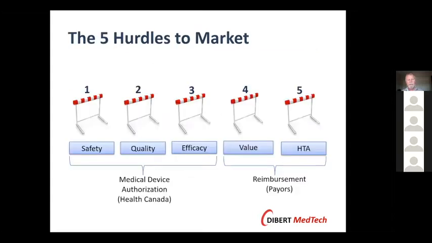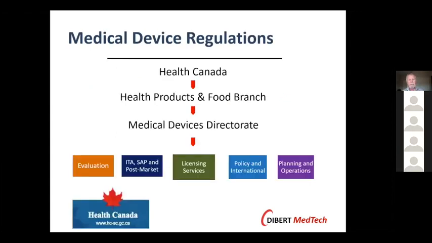All right. Now we're getting into the actual process for getting a product to market. I've outlined 5 hurdles. The first 3 are Health Canada requirements: safety, quality, efficacy. That's what they require to give a medical device a license. And the final 2 are value and health technology assessment outcome that the payers are interested in before there's reimbursement. So these are the 5 hurdles. We'll go through these, and we'll spend a few slides on the regulations.